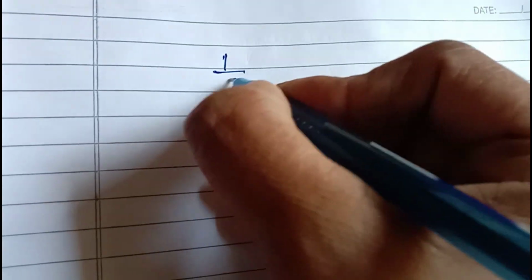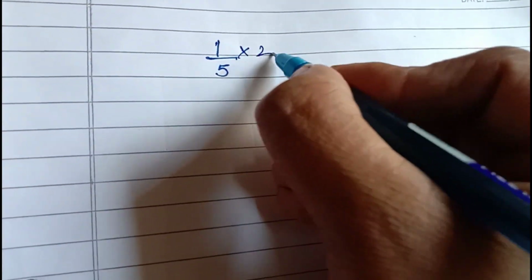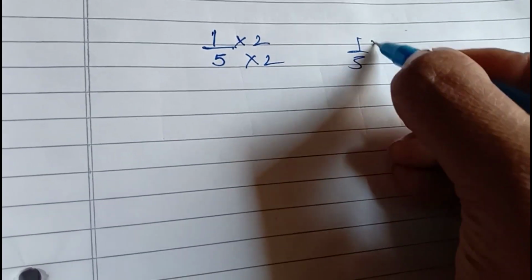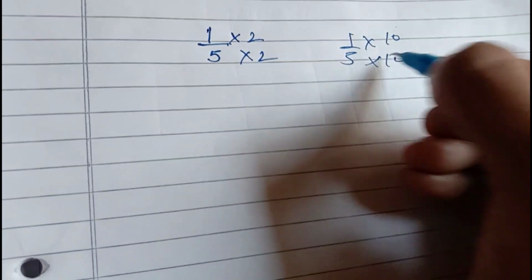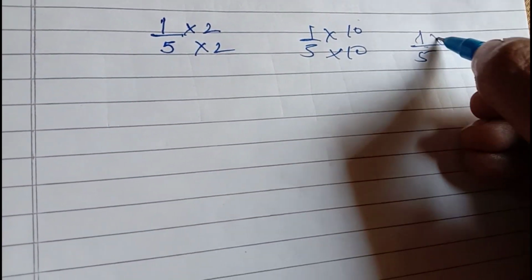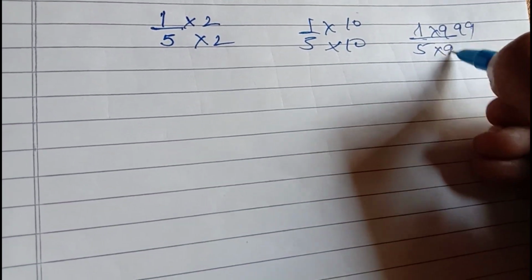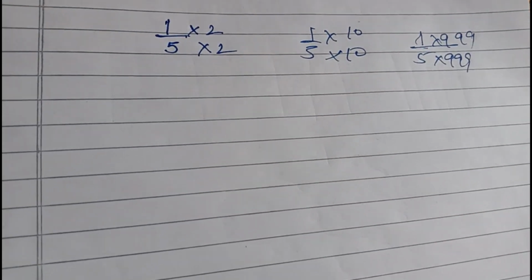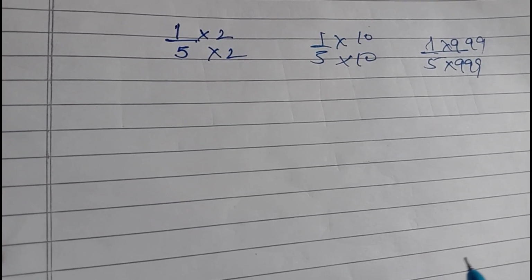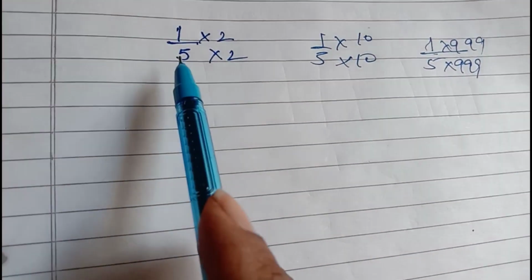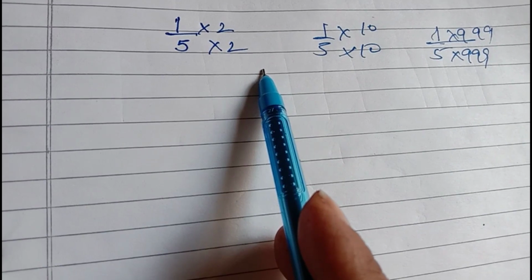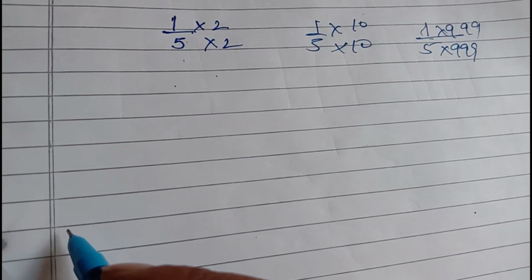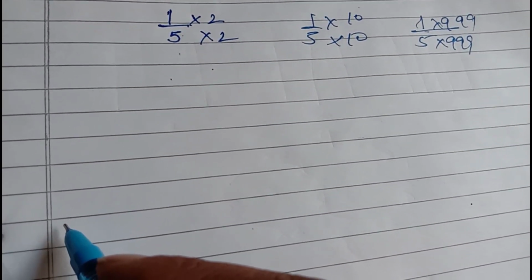Can you tell me how many equivalent fractions a number can have? First see, if I have 1 by 5, I can multiply with 2, I can multiply with 10, I can multiply with 999. So we have infinite numbers. When we have infinite numbers, then we can multiply with infinite numbers. So a fraction can have infinite equivalent fractions.